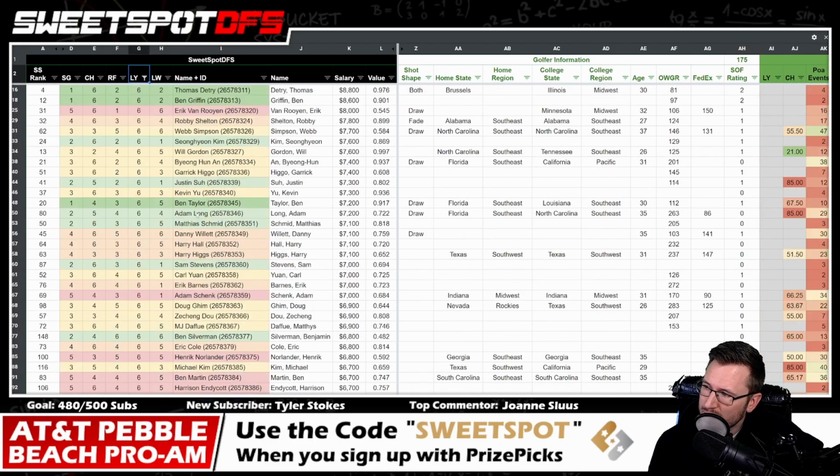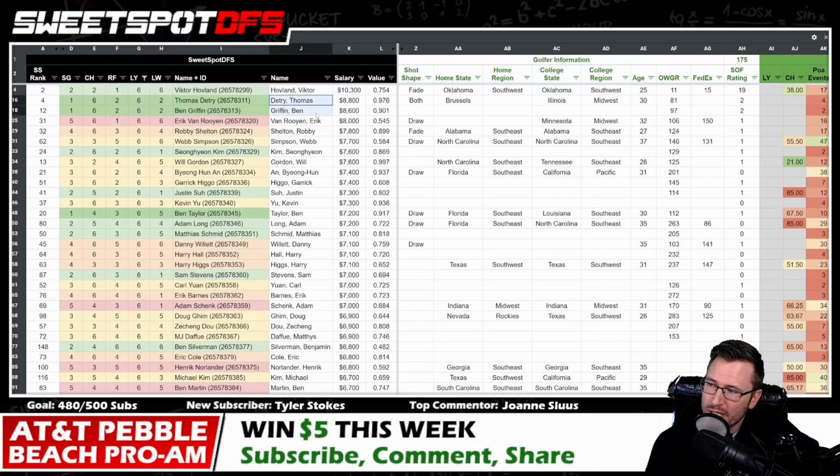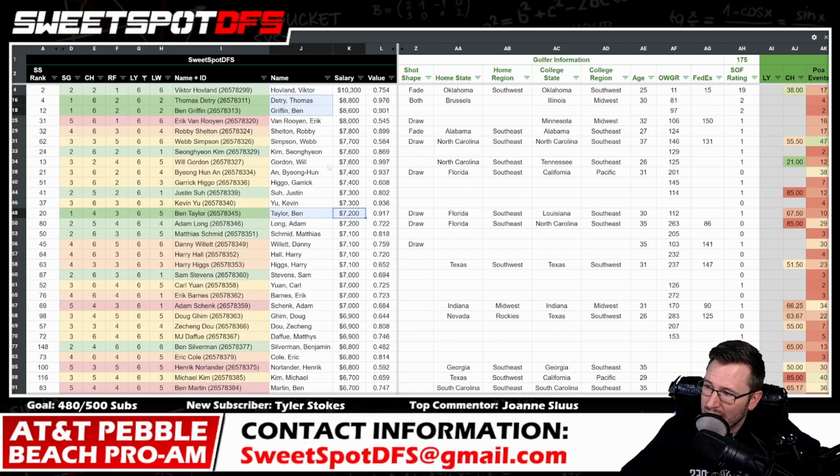Last year bucket 6. So we want 1 to 3 of these guys. And it starts with Victor Hovland, which is really interesting because underneath that is Dietrich and Griffin, which I could argue I would rather play more than Victor Hovland. Oh man, there are some good names here. I really like Ben Taylor at his price tag. I like S.H. Kim this week. Robbie Shelton. I also like Erik van Rooyen.